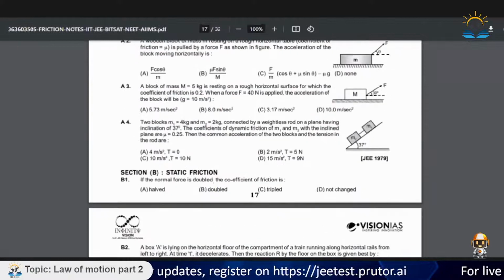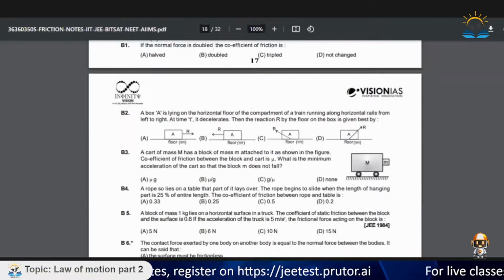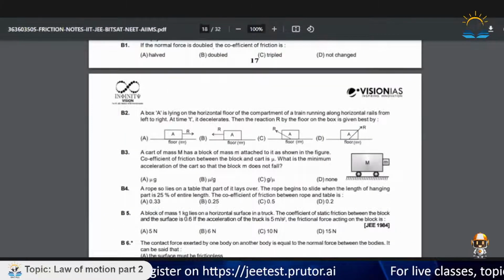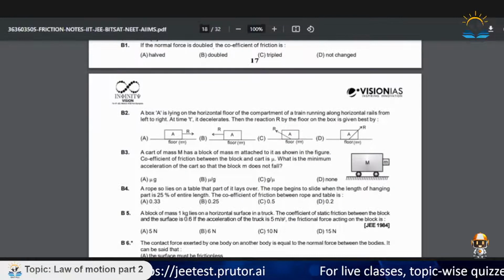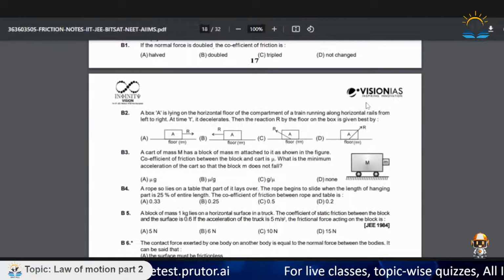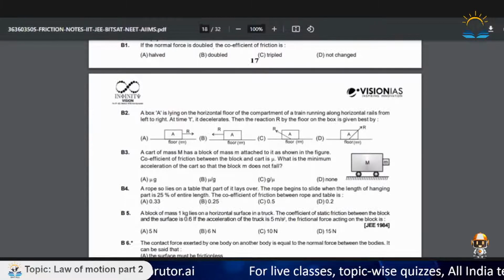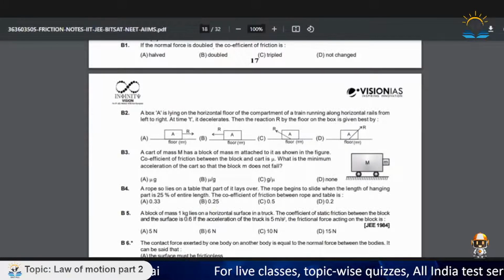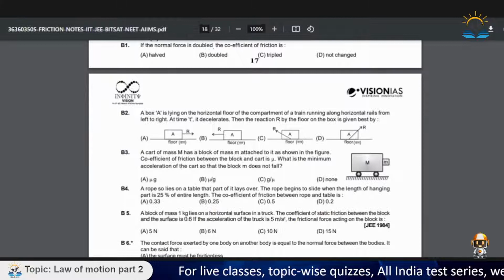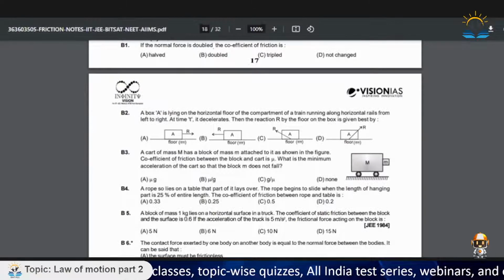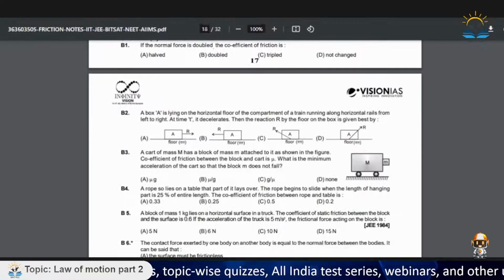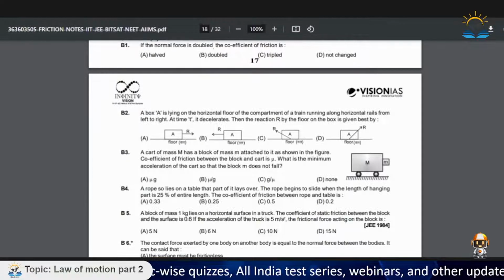Okay, now what does this question say? If the normal force is doubled, the coefficient of friction is... So we know that the coefficient of friction depends upon the two bodies. So in case the normal force doubles, the coefficient of friction will not change. So D is the correct answer.